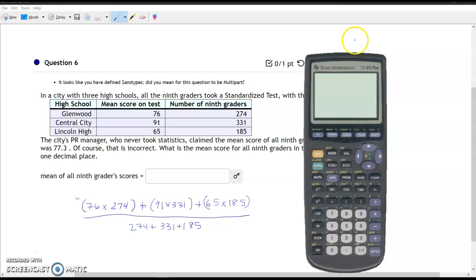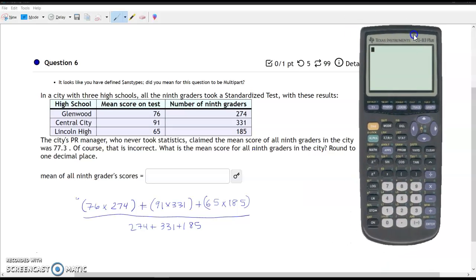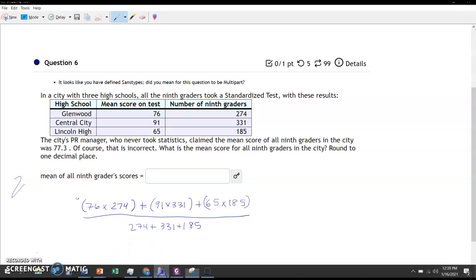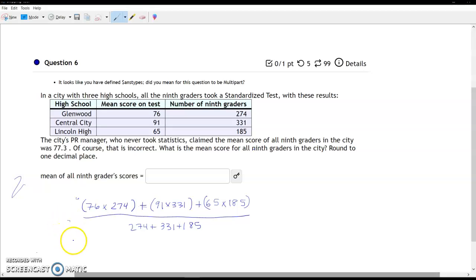I'll clear that out and move it over so I have a little bit more space. I will take 76 and multiply by 274. That gives me 20,824. Okay, so let's bring it down. Oh, what was the number that I just said? Hold on. 20,824. Okay.